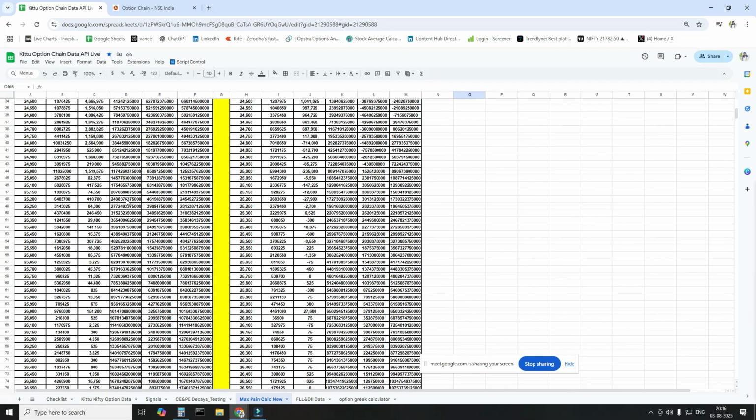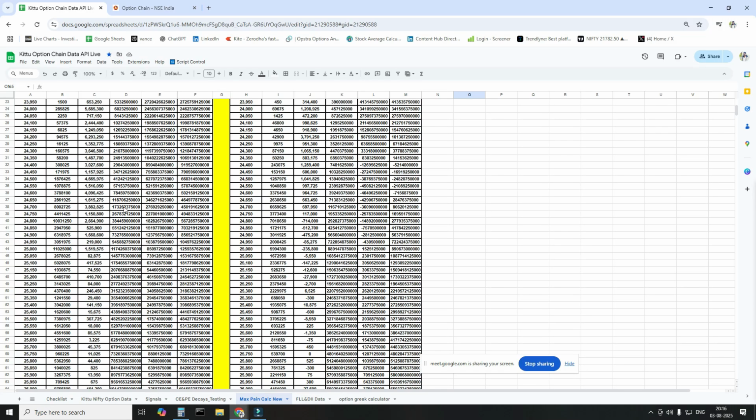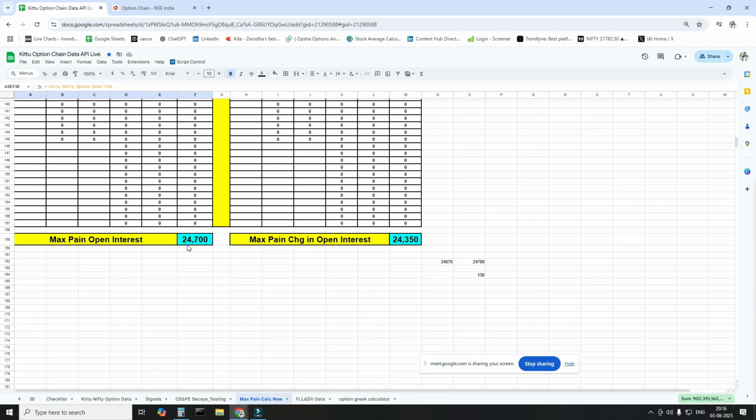As you can see here, 24,700 contracts have the highest number of option writers. These are the writing interest. So if the price goes above 24,650, they will not allow you to go up to 24,700. Why? Because if 24,700 is crossed, all the option writers will lose their money. You already know option writers will win the market.